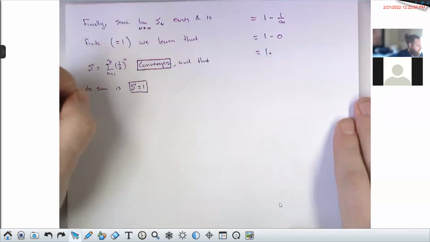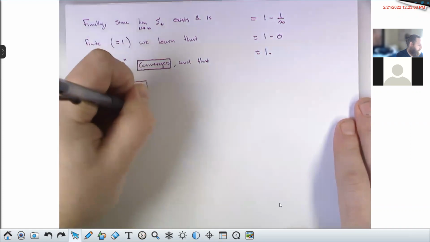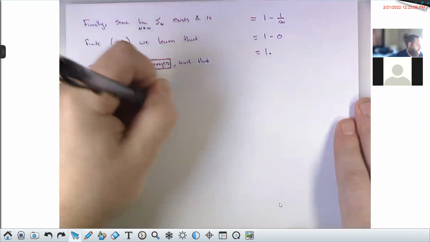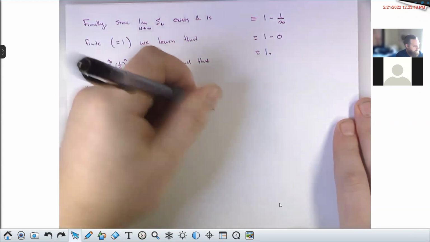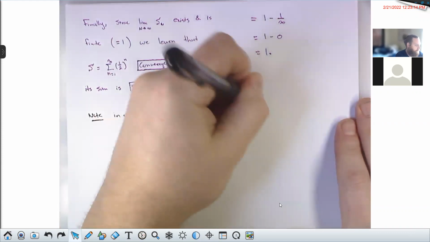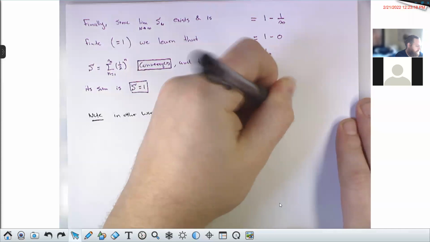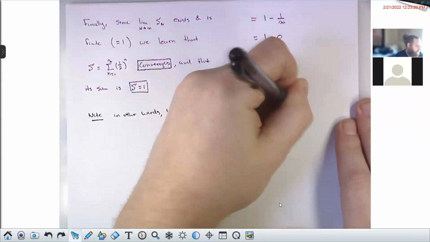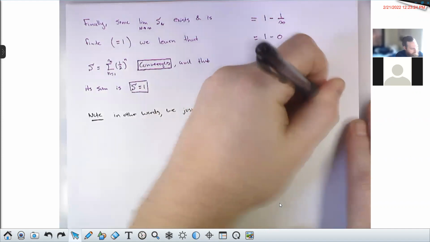So quick, again, just a little note. In other words, we just proved that 1/2 plus 1/4 plus 1/8 plus 1/16 plus 1/32, going on and on and on forever, is equal to 1.